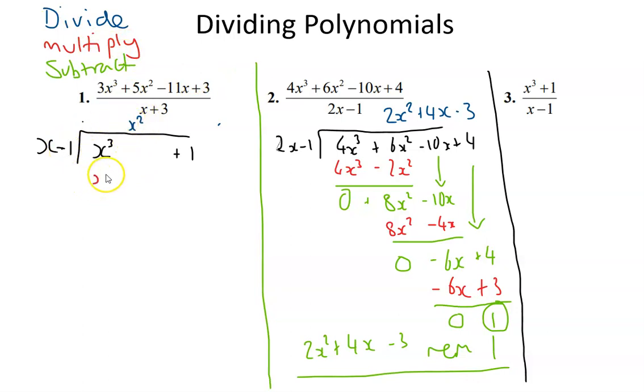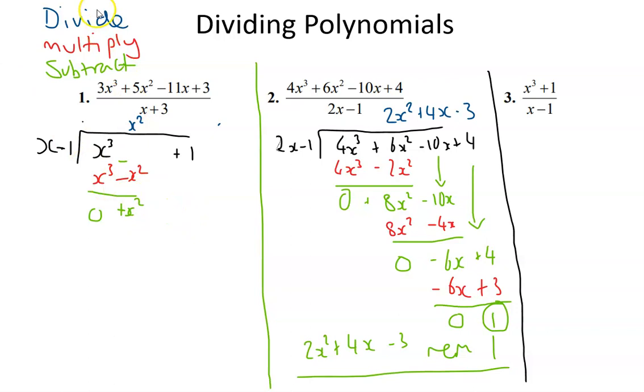X squared times x is x cubed. X squared times minus 1 is minus x squared. And then our step 3 is to subtract. Now, of course, x cubed take x cubed is nothing. Nothing take x squared is going to give us minus x squared. Sorry, plus, because it's taking away. It's nothing, take away minus x squared. Watch out for that, it's really easy to make that mistake. Who knows, I might have made it in this very video, and then I'm sure you'll let me know in the comments if I've messed something up.